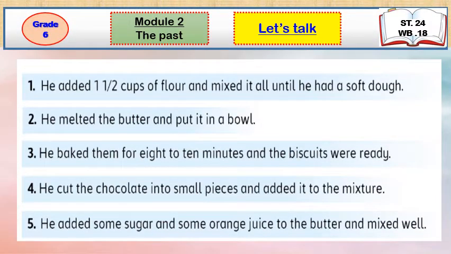Now we have a recipe to make chocolate biscuits. Number 1, he added 1½ cups of flour and mixed it all until he had a soft dough. Number 2, he melted the butter and put it in a bowl. Number 3, he baked them for 8 to 10 minutes and the biscuits were ready. He cut the chocolate into small pieces and added it to the mixture. He added some sugar and some orange juice to the batter and mixed well.